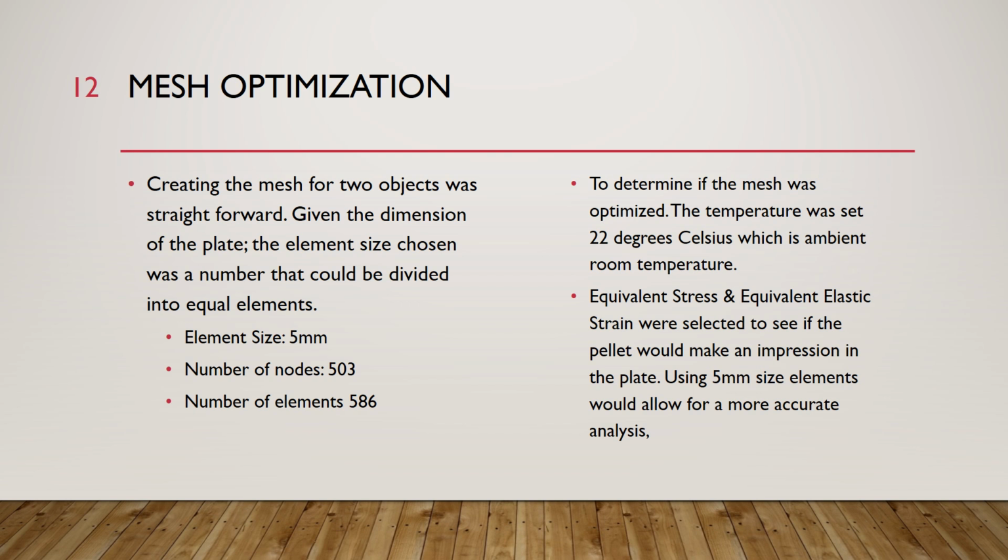Mesh optimization. Creating the mesh for two objects was straightforward. Given the dimensions of the plate, the element size chosen was a number that could be divided into equal elements. The element size chosen is 5 millimeters. Number of nodes generated was 503, and the number of elements created for the two objects was 586. To determine if the mesh was optimized, the temperature was set to 22 degrees Celsius, which is ambient room temperature. Equivalent stress and equivalent elastic strain were selected to see if the pellet would make an impression in the plate. Using 5 millimeter size elements will allow for more accurate analysis.